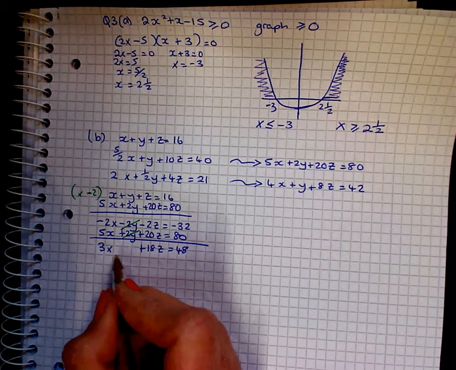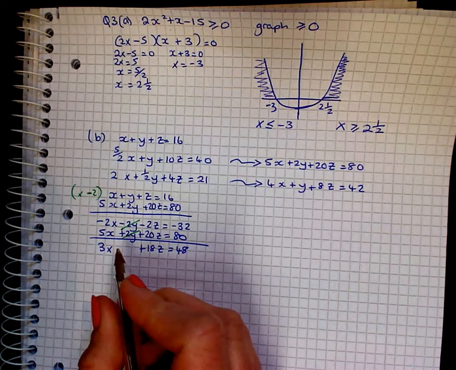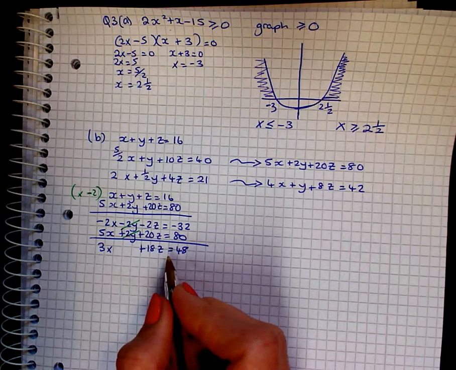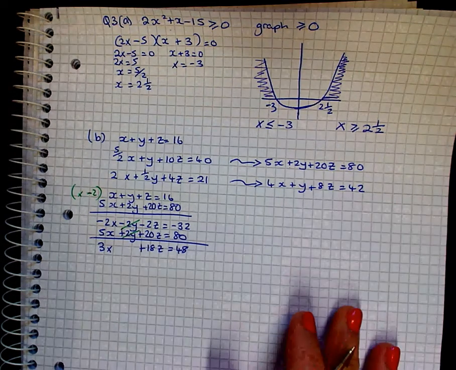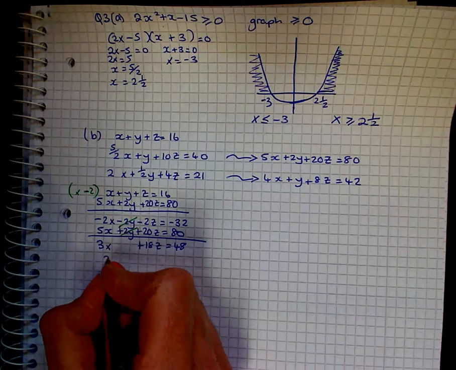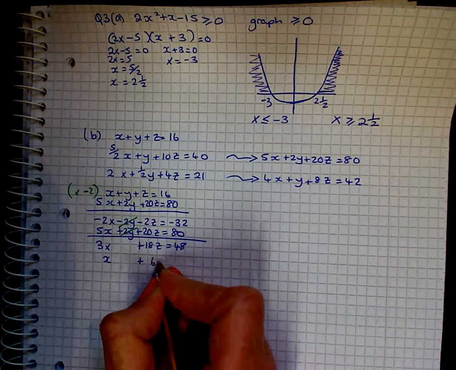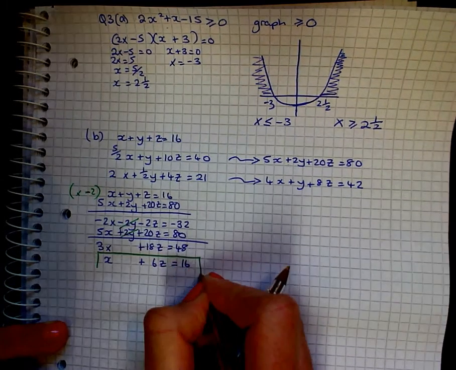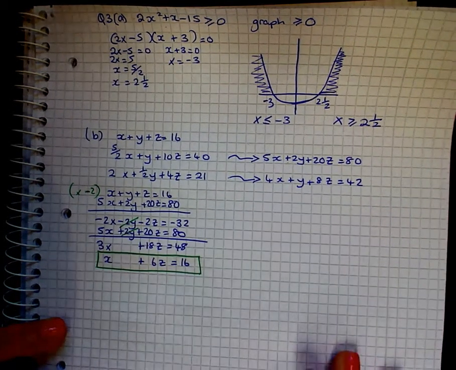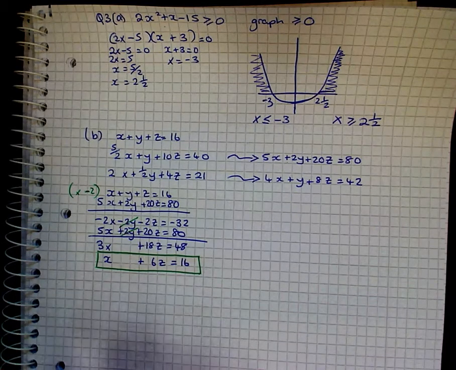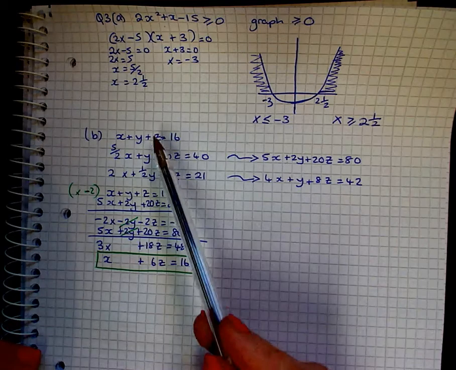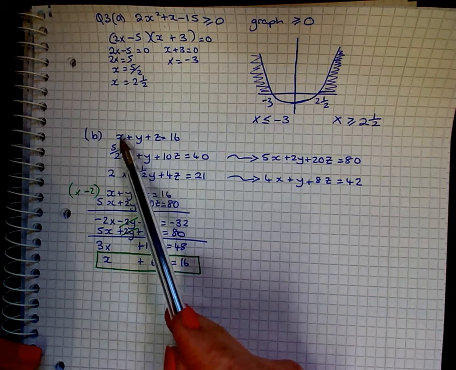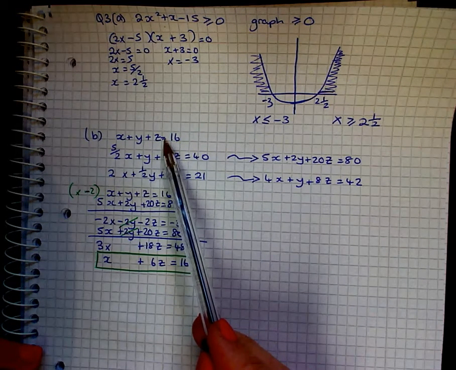So I have 3x plus 18z is equal to 48, and you can see that that can be simplified. So I'm going to divide across by 3. So it's going to be x plus 6z is equal to 16. So that is my new simultaneous equation with two variables that I'm going to use in a few moments to solve. So back to my three equations again, and I'm going to take my first equation and I'm going to take my third equation.